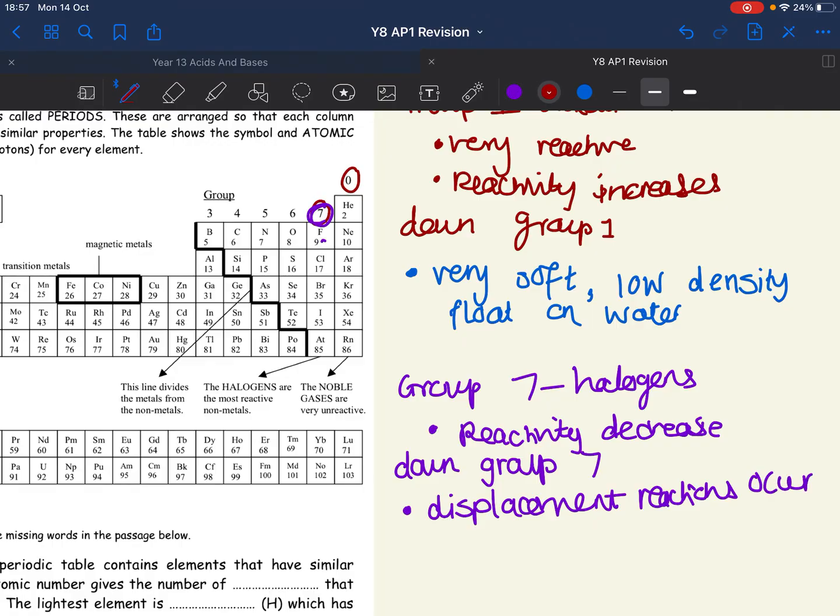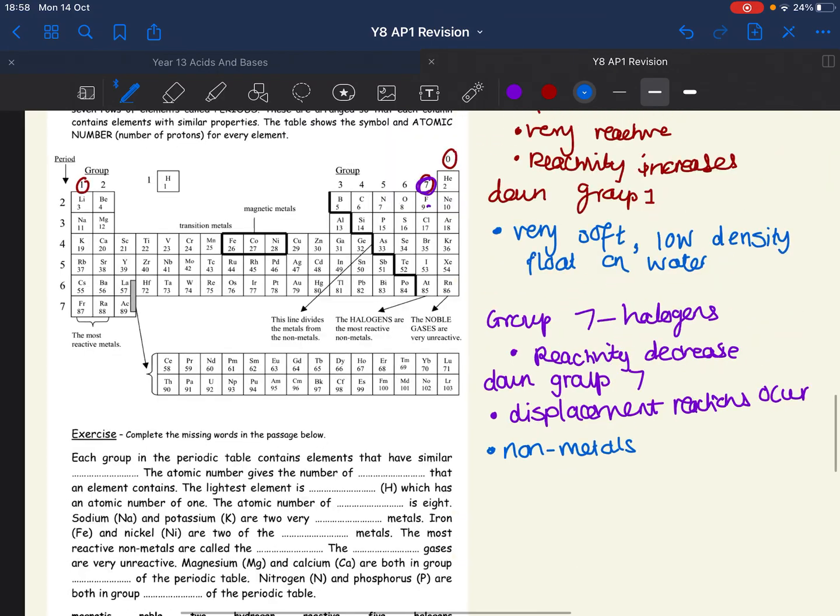And the physical properties: these are non-metals. So when we look at the properties of non-metals, you need to link it to that.